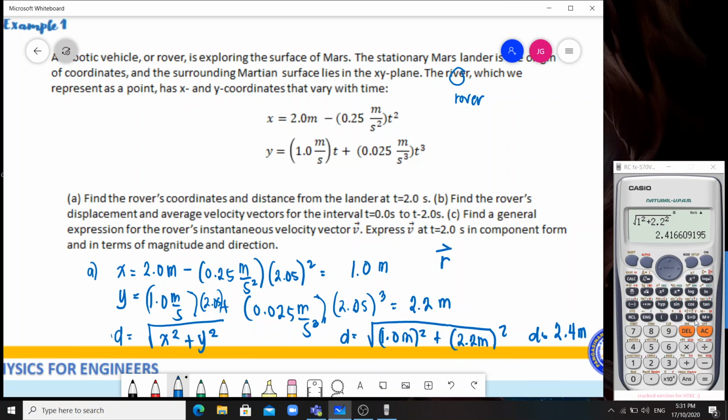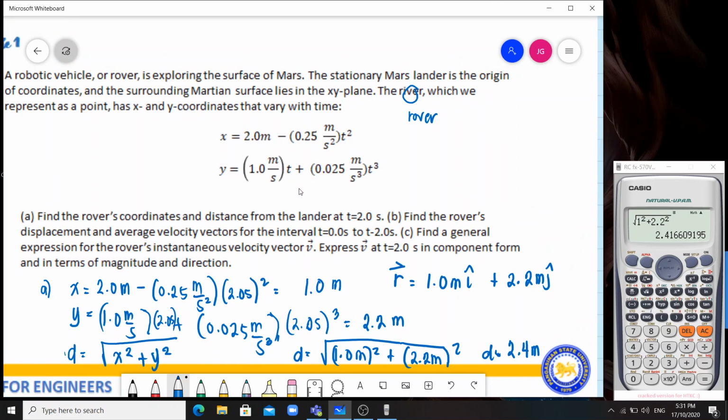Now, also we can represent its position, right? Apply the position vector: 1.0 meter i, this is the x component, plus 2.2 meter j. So that is the exact coordinate and the distance of the rover from the lander. Okay.